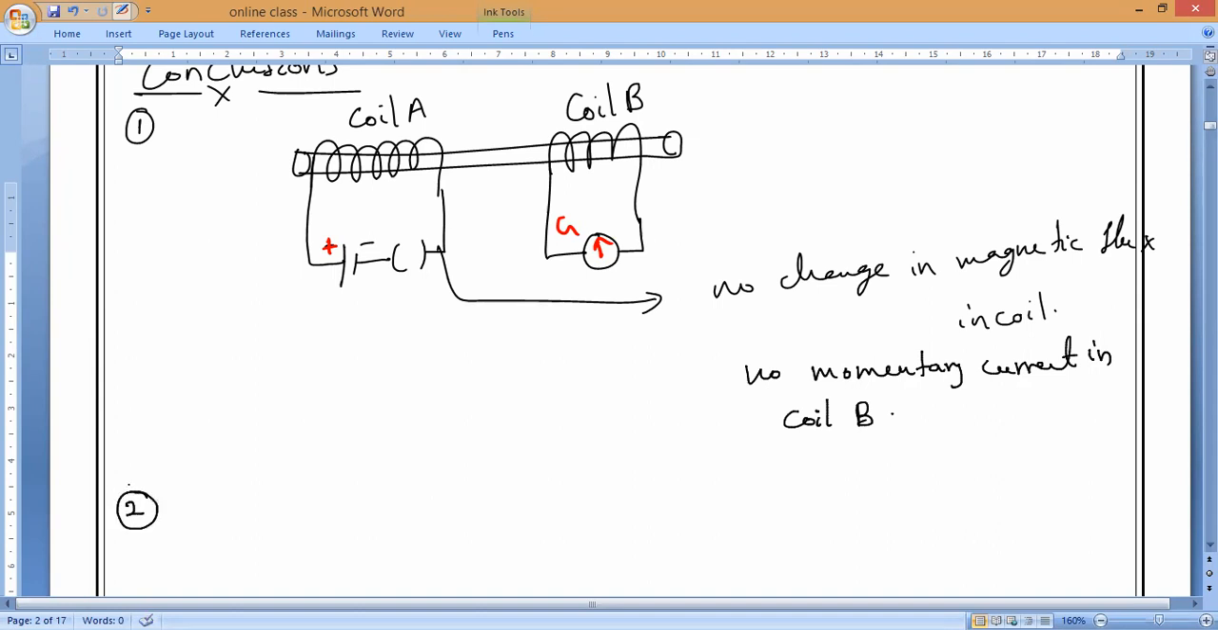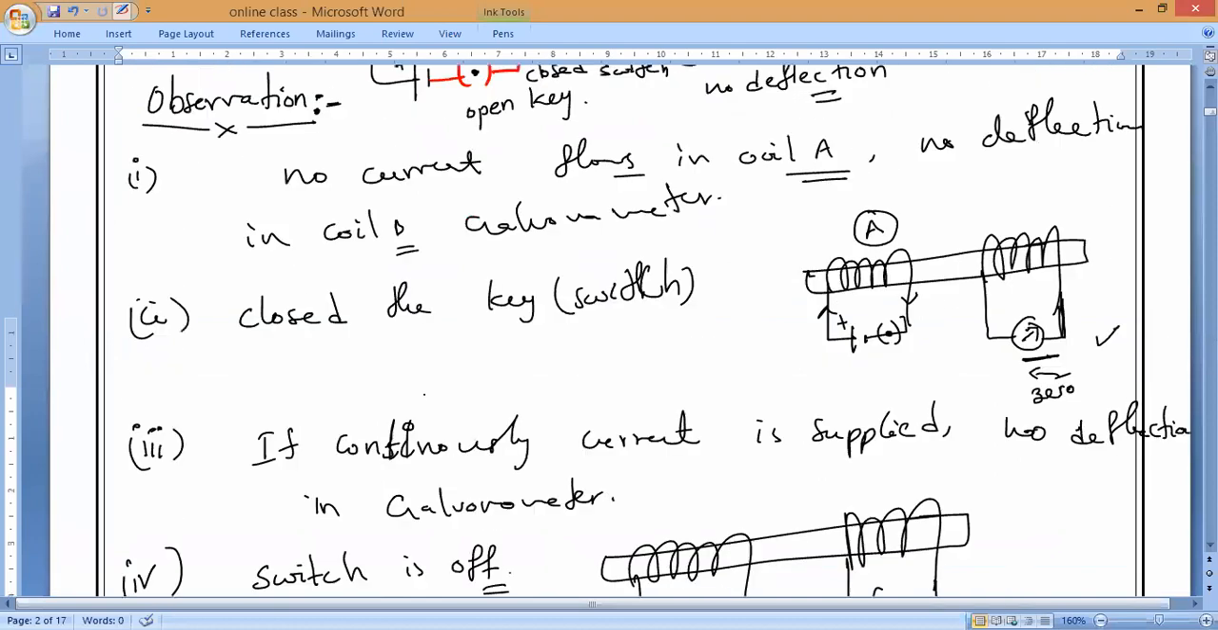Now, second conclusion. What is the second observation? Everybody read. What is the second observation? When the key is closed, the current starts passing in the coil A, and the current will travel very fast. But still we have to imagine some time. Definitely it will take a certain time to increase or decrease the voltage. That you have to understand.